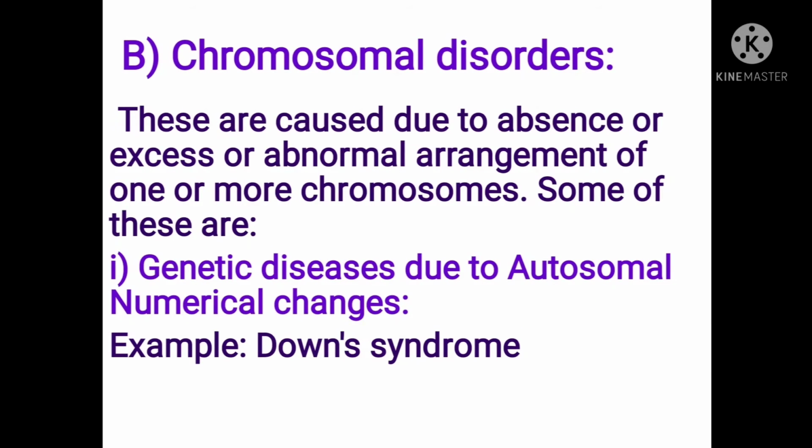B. Chromosomal disorders. These are caused due to absence or excess or abnormal arrangement of one or more chromosomes. Some of these are: number 1. Genetic diseases due to autosomal numerical changes. For example, Down's syndrome.